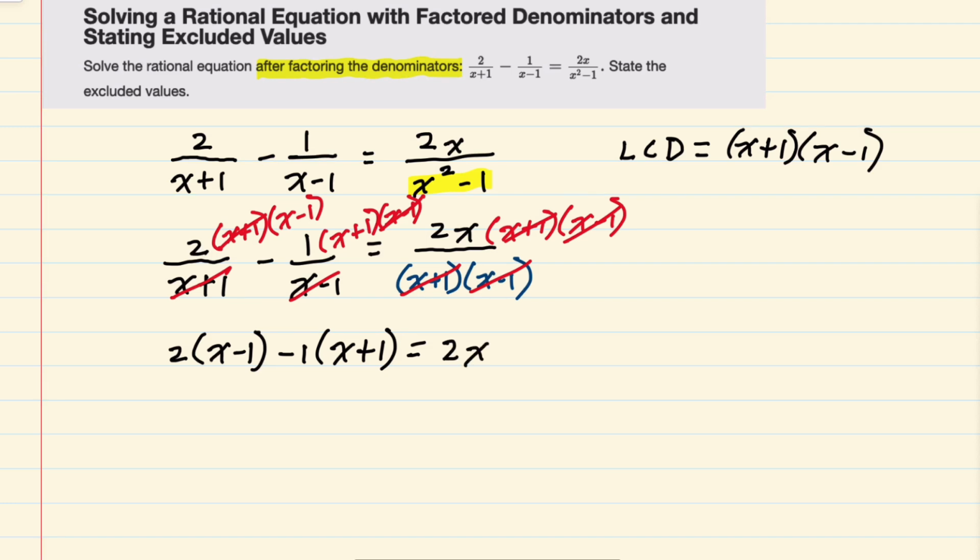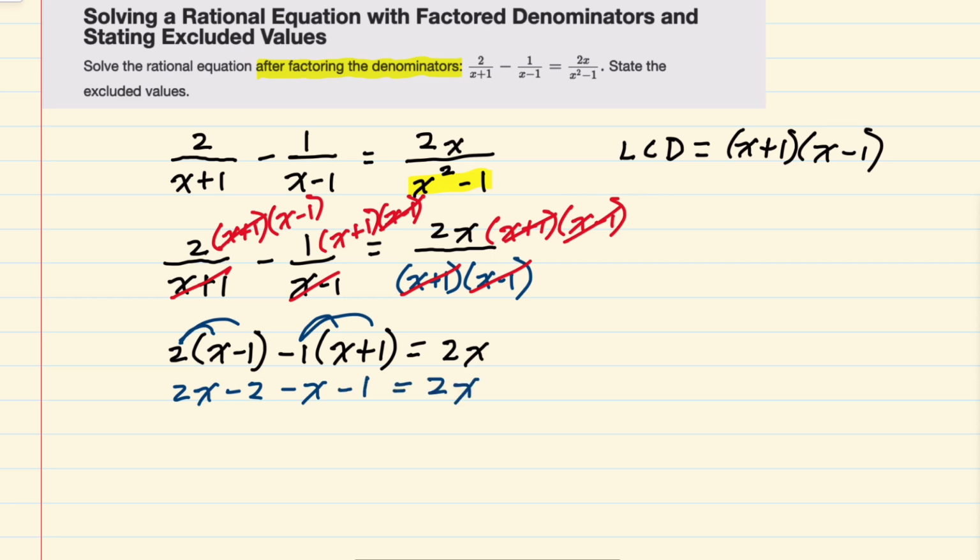Now we have an equation that's much easier to solve, no fractions. I can begin by distributing the 2. 2 times x is 2x. 2 times minus 1, a minus 2. And then distributing the negative 1. Negative 1 times x, a negative x. Negative 1 times 1, a minus 1.